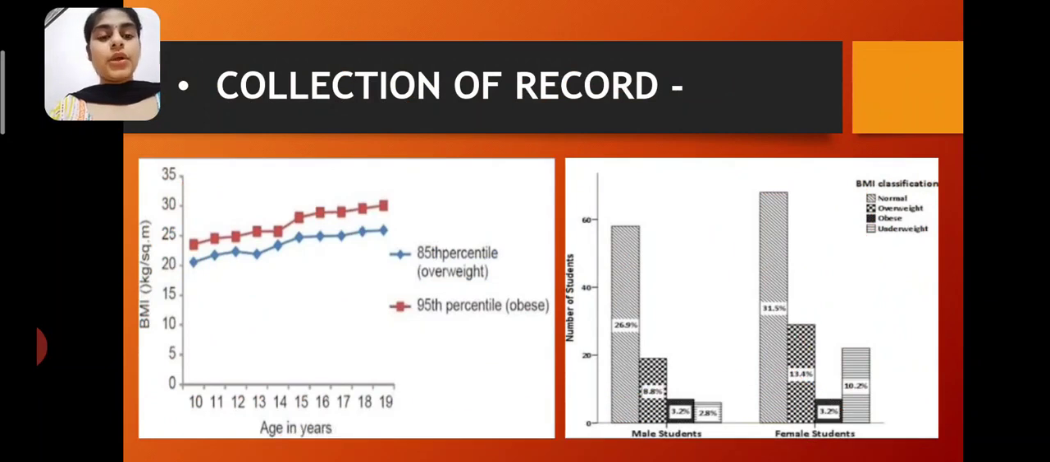Now, this is the record which we have collected, shown in two bar graphs. You can see the BMI rate increases along with the ages and years. Okay, so in next bar graph we can see male students compared with the female students. The BMI classification is normal in male is 26.9%, while in females it is 31.5%, and so on. And obese cases in case of male are 3.2%, while in females are also 3.2%, that is equal.